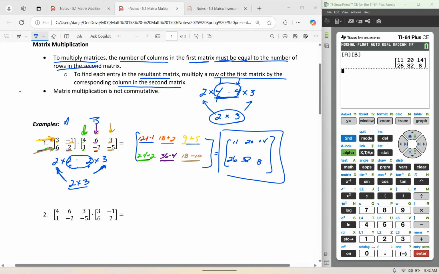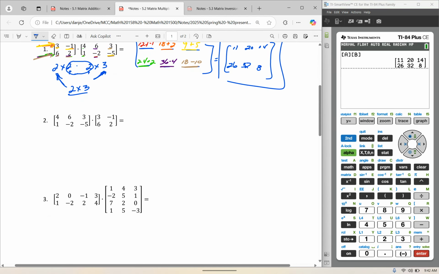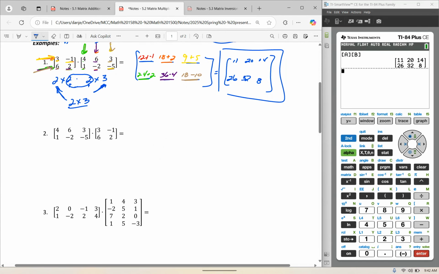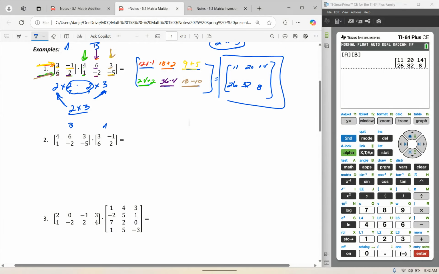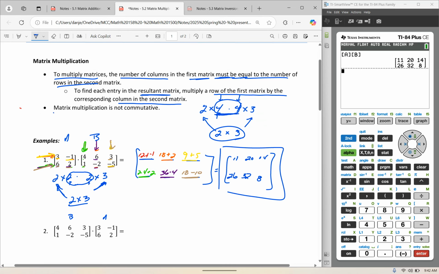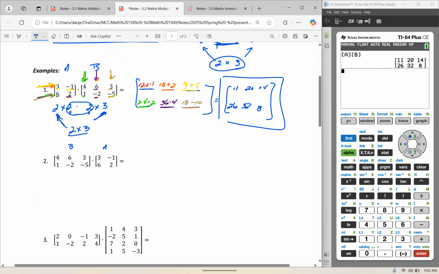Please notice in example 2, I have reversed the order of multiplication. Instead of A times B, I have matrix B times A. I want to stress to you the fact that matrix multiplication is not commutative. You may have noticed that I made the bullet point up here that matrix multiplication is not commutative. Here's the first example.